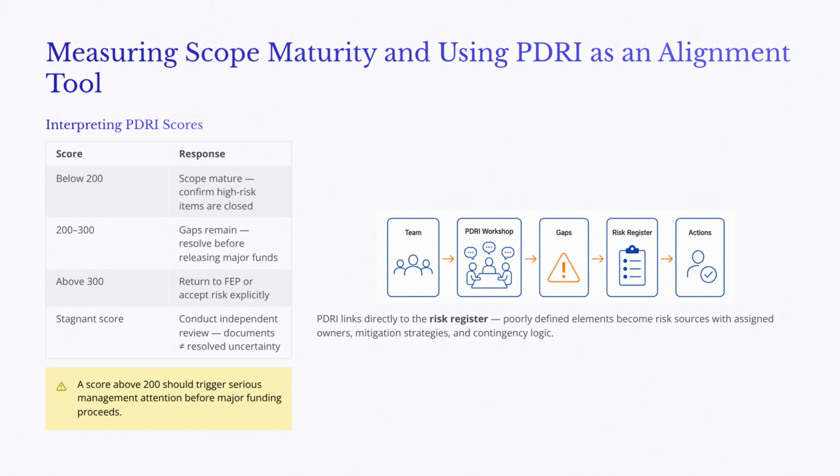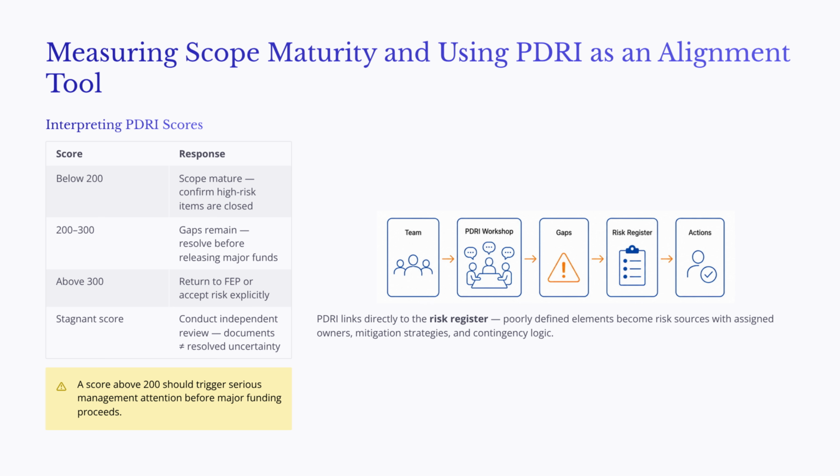Early in FEP, a high score may be acceptable because the team is still evaluating alternatives. But as the project moves toward final authorization, the score should decrease because the project definition should become more complete. A commonly cited benchmark is the 200-point threshold. A PDRI score below 200 at final authorization generally suggests that the scope is mature enough to support detailed design and execution planning, assuming that high-risk items are closed or actively managed.